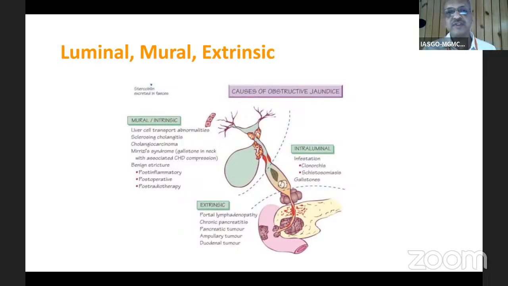Then we come to the next type of classification, that is, depending on whether the etiology is intra-CBD, in the wall of the CBD, or extrinsic. Again, the same etiologies we can divide into intraluminal, which is basically stones or parasites. Mural, the most common is benign biliary strictures, which could be iatrogenic, post-inflammatory or post-radiation induced, or it could be cholangiocarcinoma, sclerosing cholangitis, and again Mirizzi syndrome. So these are the mural causes. And when we look at extrinsic compression leading to obstructive jaundice, most common are chronic pancreatitis and pancreatic tumors, especially of the head of pancreas, then duodenal tumors. And of course, portal lymphadenopathy is also not that uncommon. It can be benign or malignant in nature.